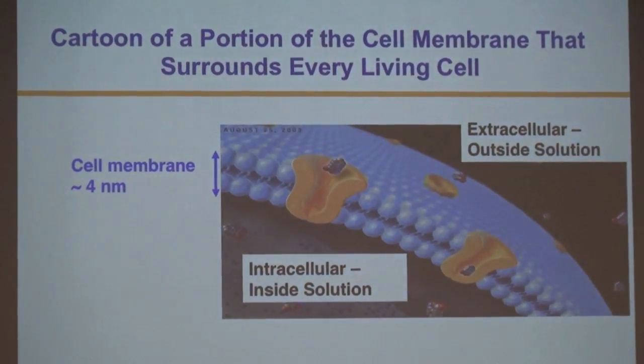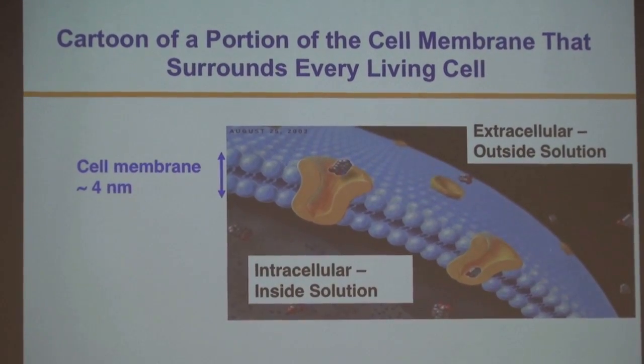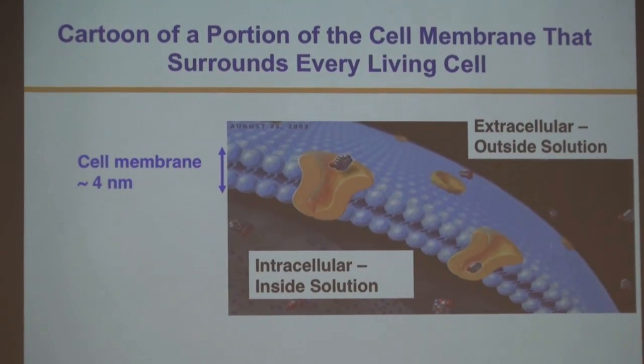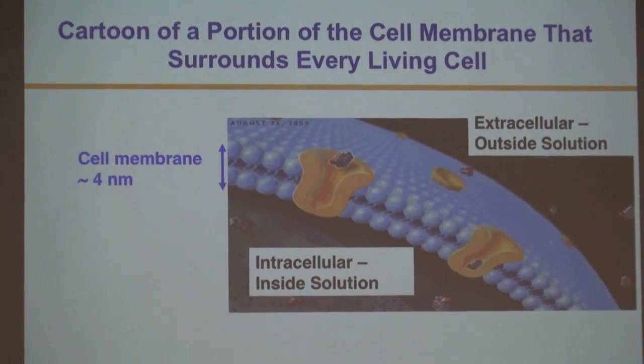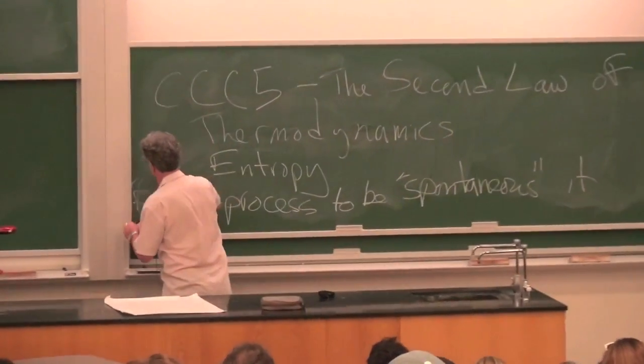The lipid bilayer membrane consists of a head group. That's what these balls are, the head group. That's an ionic group. In fact, it's what we call a zwitterion. The head group of the lipid bilayer membrane is a zwitterion. We'll come back to this term later.